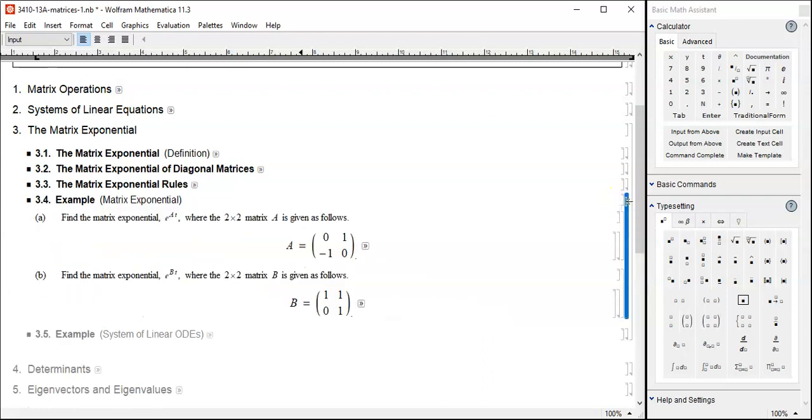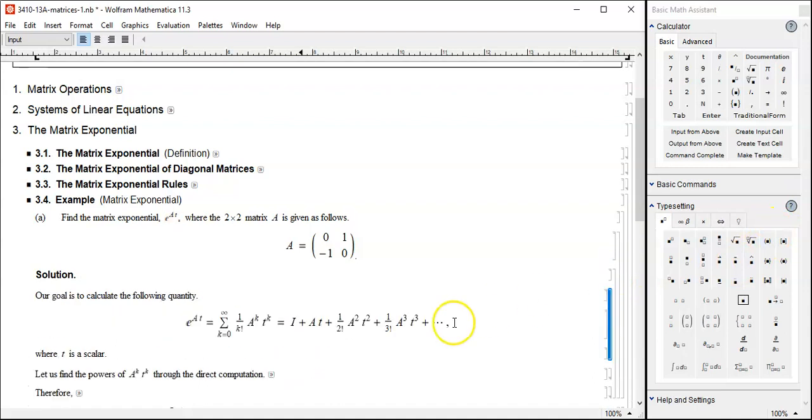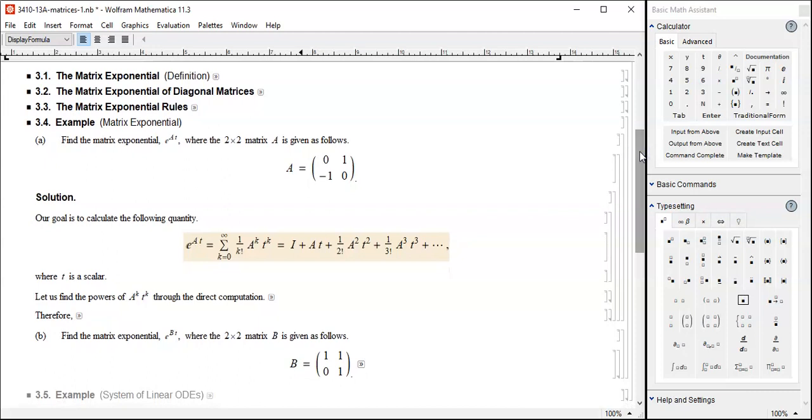Alright, so much for all those exponent rules and all those algebraic rules. Let's do some actual computation, and it looks like we'll have enough time for only one problem here. Let's consider this problem. A is given like that, and let's calculate e to the At power. Basically, I want this computation where t is a scalar. So how do you do that?